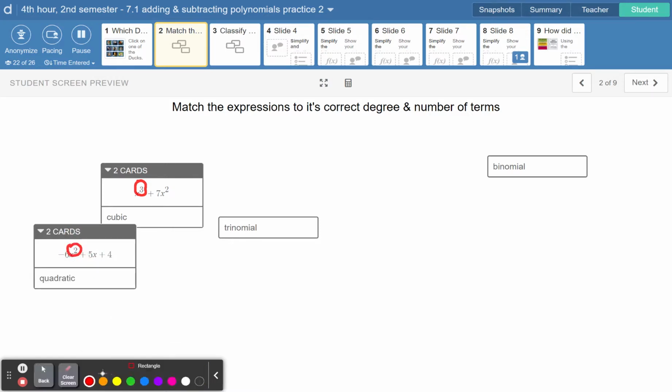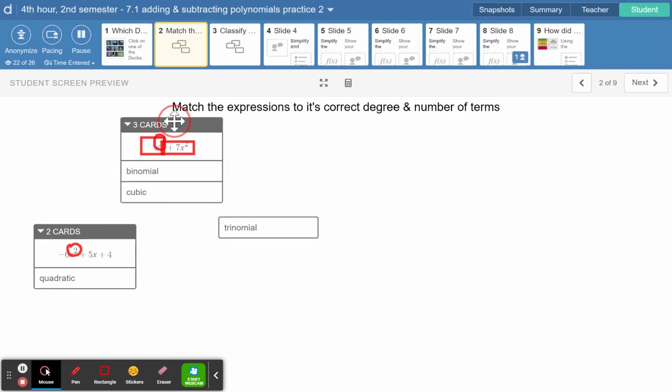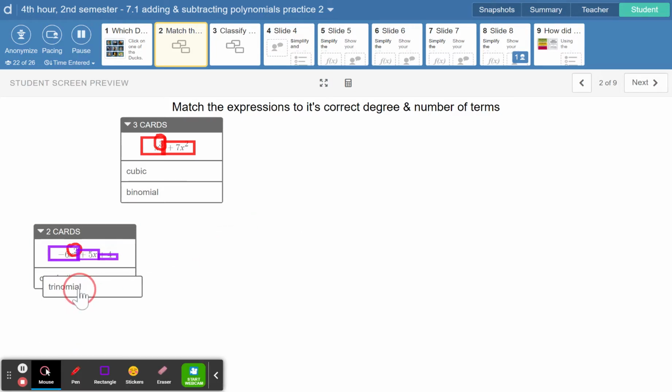Then the next thing that you want to do is look at the terms. We have one term, we have two terms. So we call that a binomial, bi for bicycle. You want to put cubic and then binomial. And then you want to look at this. We have one term, two terms, then three terms. Tri means 3, so we have 3 terms, a trinomial.